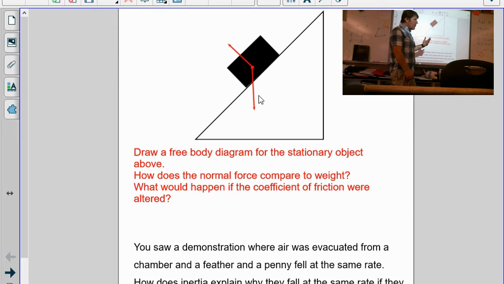And then there is one other force. If you think about this, it wants to slide down. So remember that there's a force that is always going to oppose the motion of an object, and we call that friction. So friction is going to oppose the motion, which wants to come this way. So friction is going to act in that direction right there. Those are the three forces that are acting on this object.